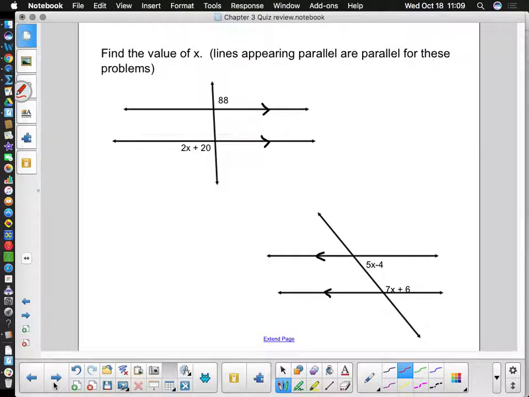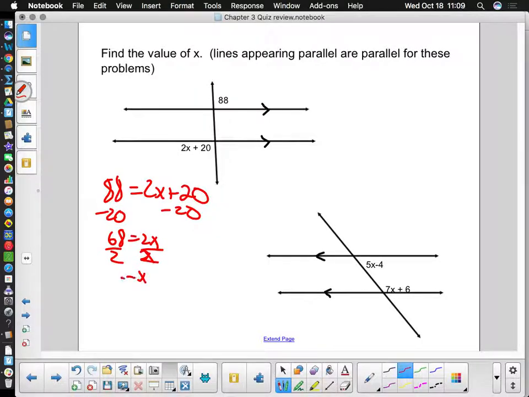What type of angle pair do we have in the top one there? Alternate exterior, which means they must be what relationship in order to be congruent? So 88 equals 2x plus 20. I got to see that setup. Don't just tell me the value of x. I need to see the setup. So 68 equals 2x, and divide by 2, x is 34. How about here?